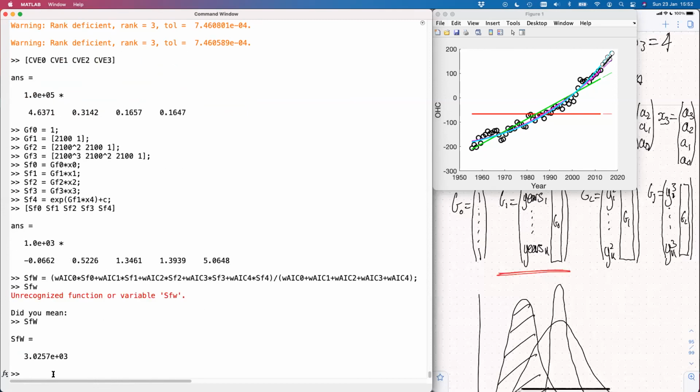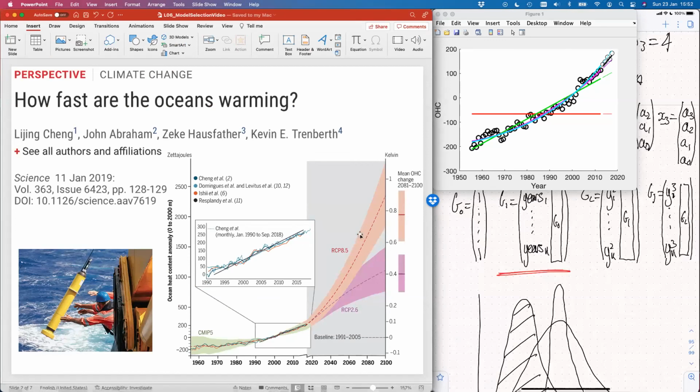Okay, so it gives us this final value then of 3,000. And if we go back and look at the graphs that were published in this paper, you can see that from our consensus of models estimate of the ocean heat content in the year 2100, we're actually at the very upper end of the predictions that these authors made. So a slightly gloomy picture from our careful model selection and multi-model inference on the future ocean heat content. But on that happy note, I shall end this video.